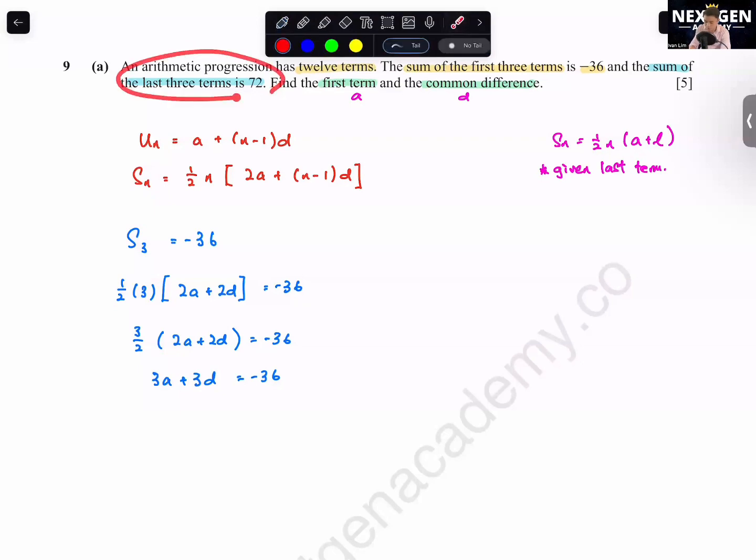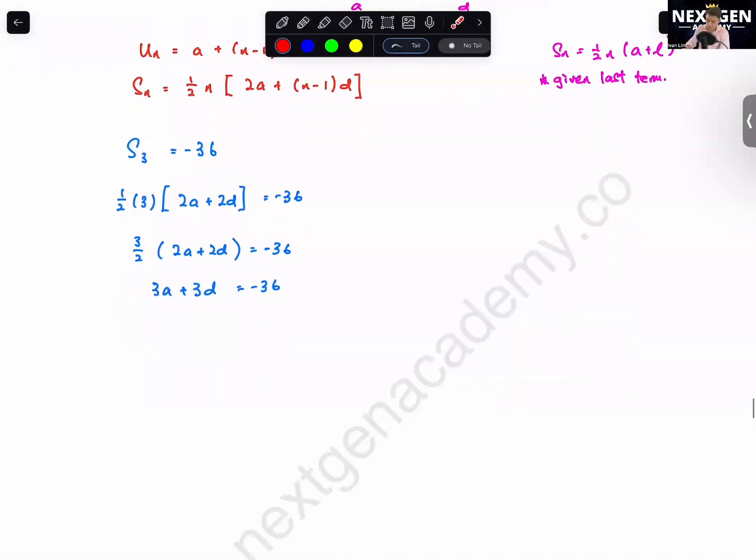Okay, sum of the last 3 terms. We know this has 12 terms. That means term 10, term 11, and term 12. Okay, which formula do you want to use? This one actually has two ways to do it. You can do S12 minus S9. Okay, this one is the sum of the last three terms. Two ways to do it. You can do S12 minus S9, or, what's another way? Term 10 plus term 11 plus term 12.